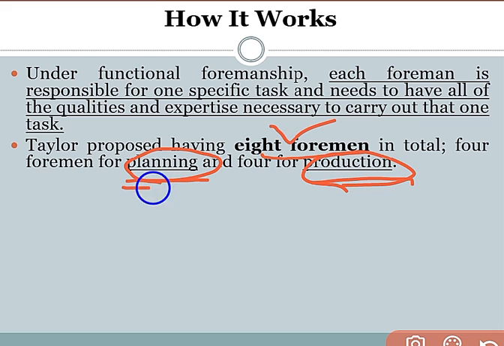Planning foremen are related to making different plans, and this setup is made in the office. Whereas the production foremen have to take care of the workers at the factory and production level, in which they have to supervise and see the workers at the workplace. So this is the main categorization of the 8 foremen, that is planning level and production level.